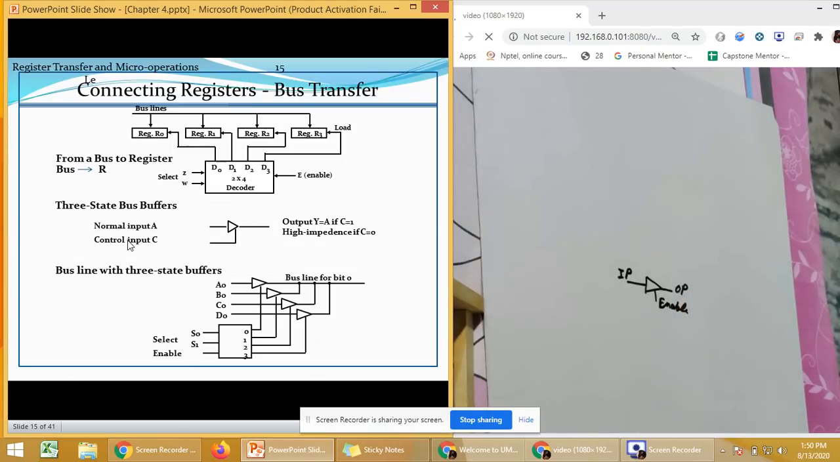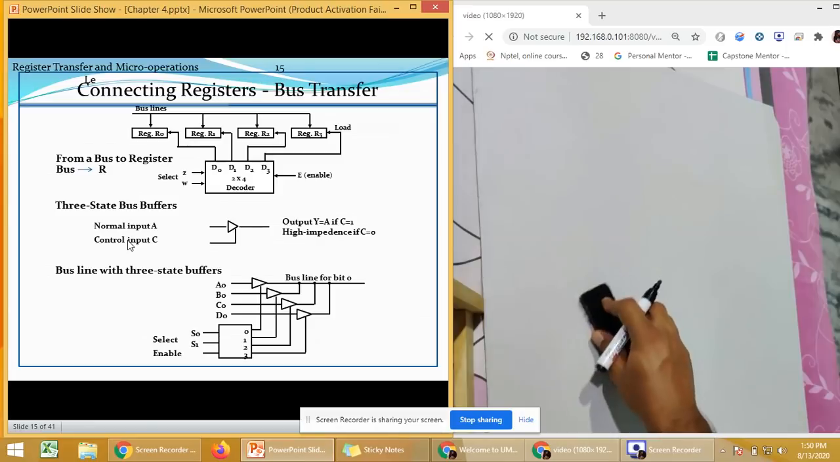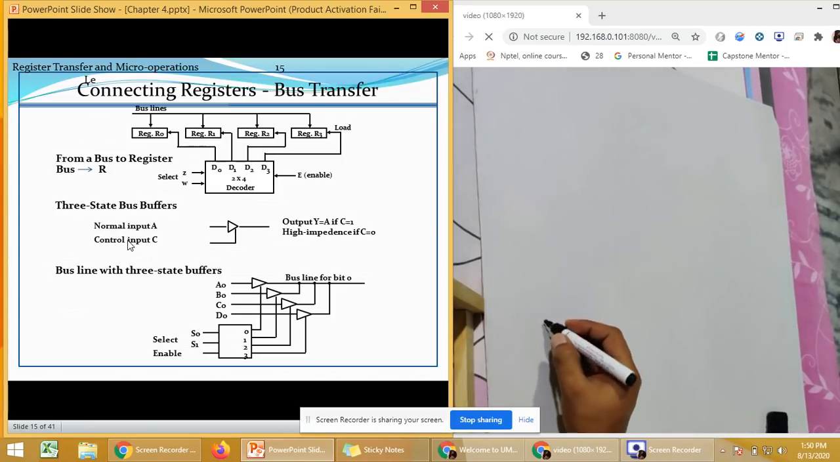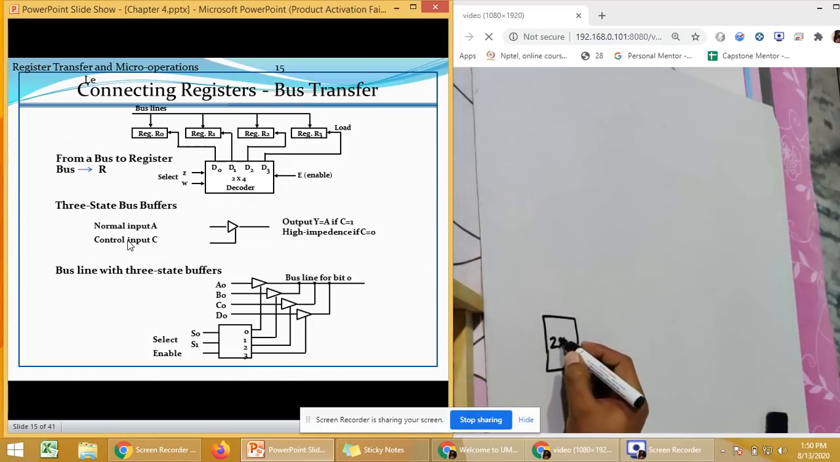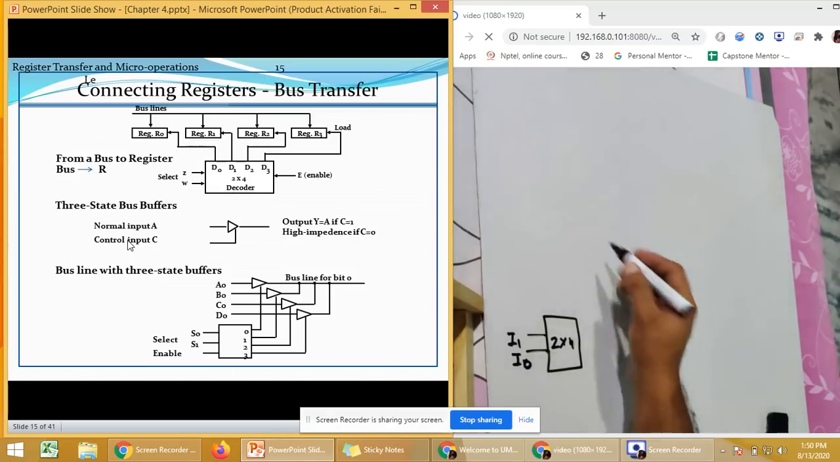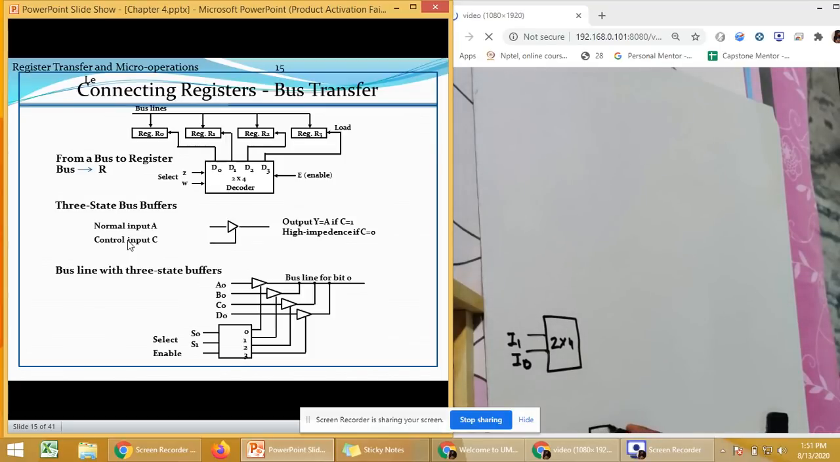Now we will require a decoder in this as well. So we will be making one decoder to make it work as a bus system. If we want to construct a 4-bit bus, we will need a 2 to 4 decoder. The 2 to 4 decoder will have input lines I0 and I1. Now if we have 3 registers or 4 registers, I will just make all those 4.